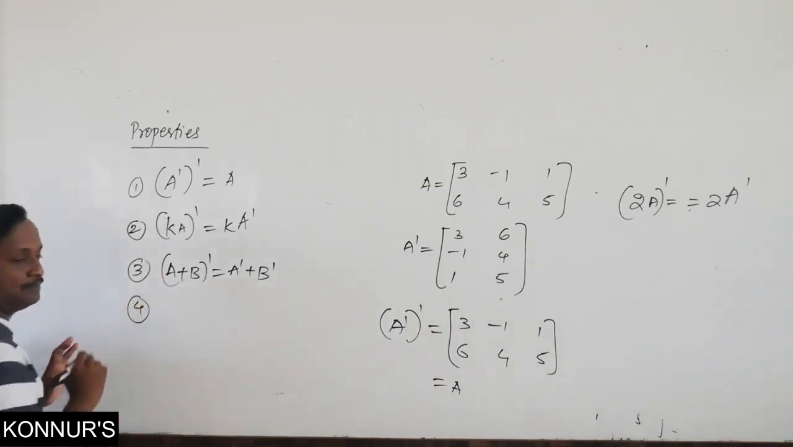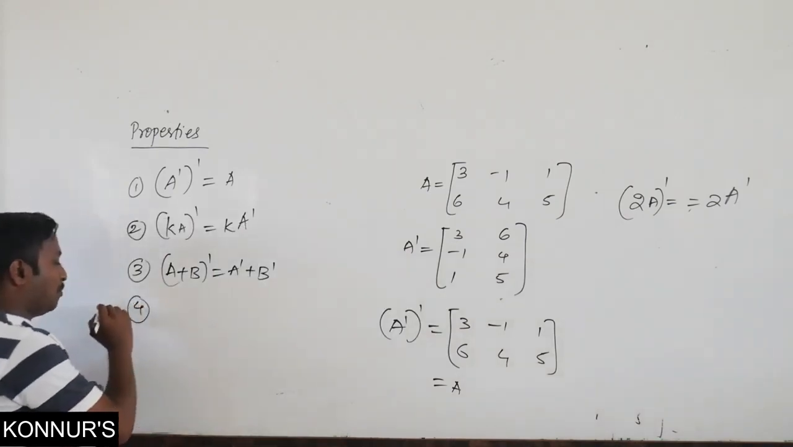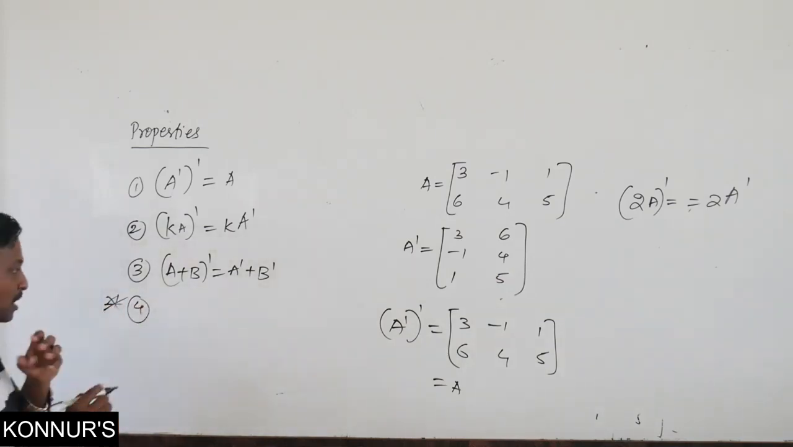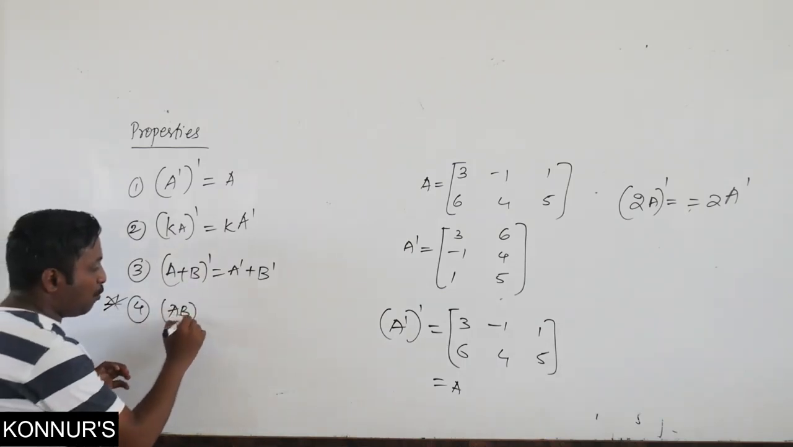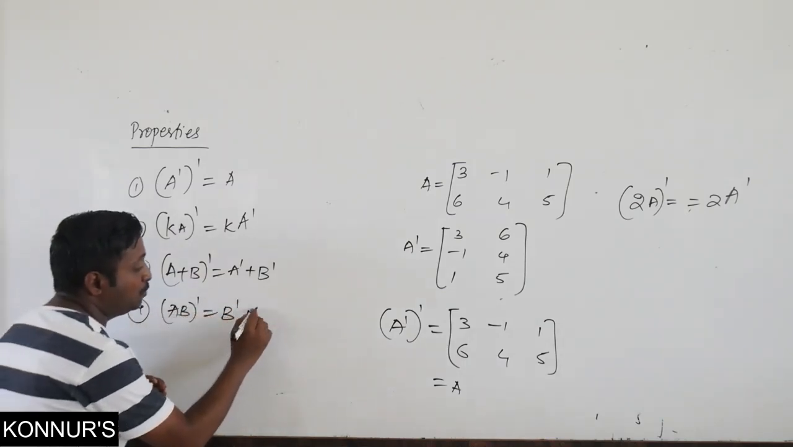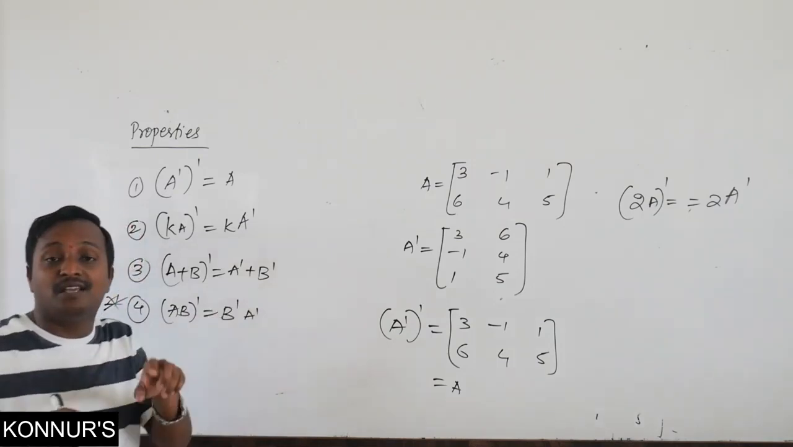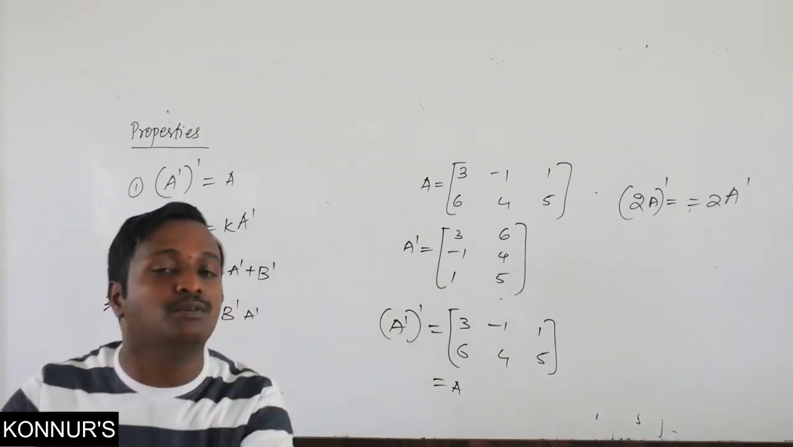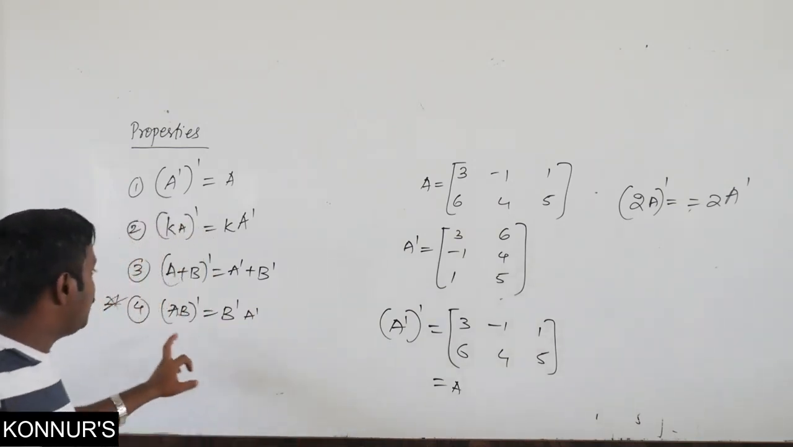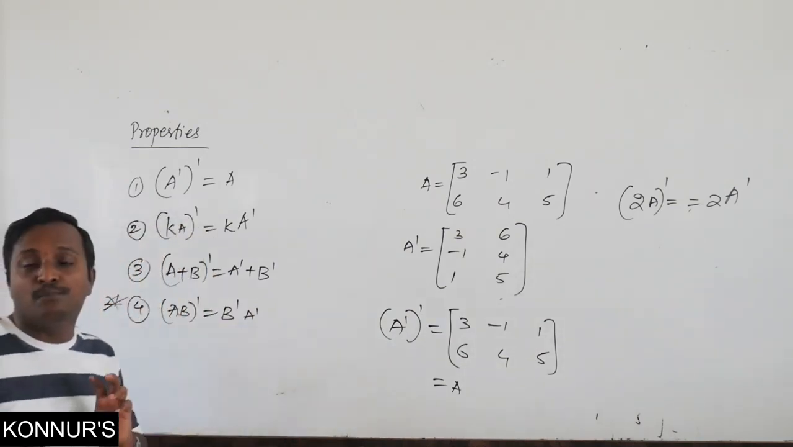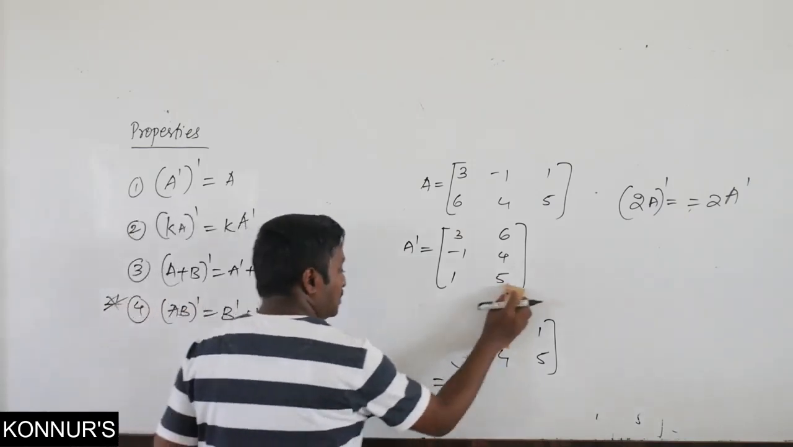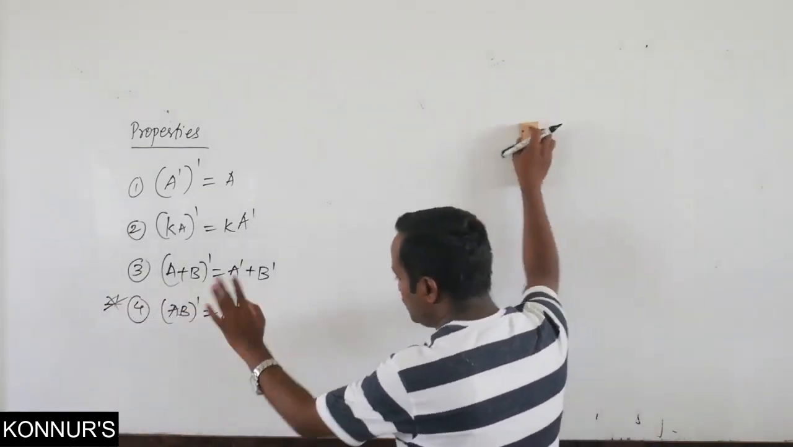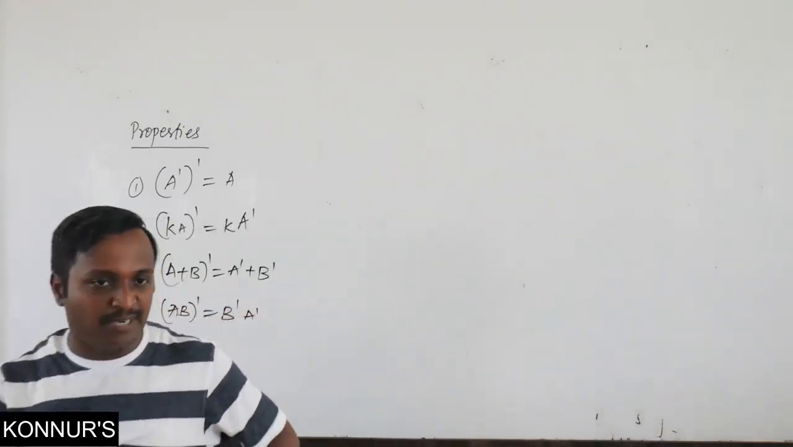Next, fourth one. This property is very important, because there is a problem related to that. AB whole dash is always equal to B dash A dash. AB whole dash is not equal to A dash B dash. AB whole dash is always equal to B dash A dash. We will discuss it now. The problems they will ask, or we will start the problems related to that.